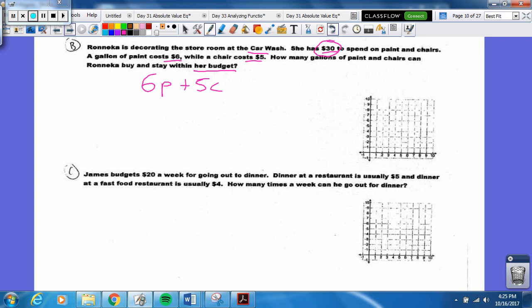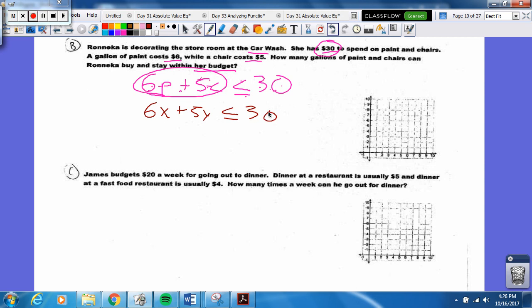No. Can I equal my budget? Yes. And so I can't go over the budget, so it has to be less than or equal to 30. Why? Because whatever I buy, Renika buys, the paint and the chairs has to be less than or equal to 30. She can't go over her budget. So whatever she buys has got to go under the budget. Right there. Okay. So I'm going to write this 6x plus 5y is less than or equal to 30.